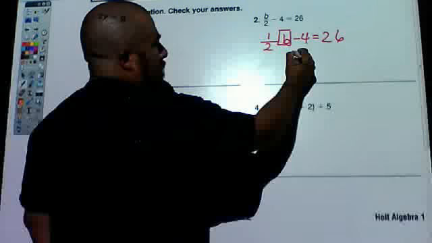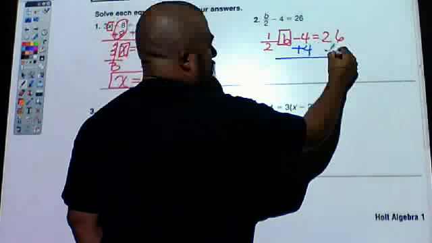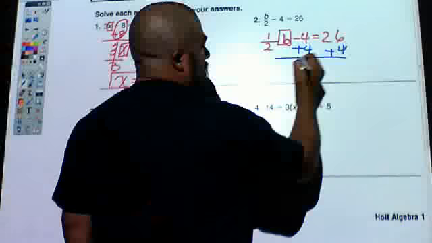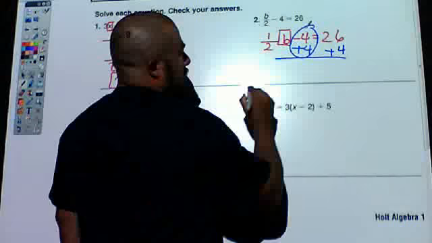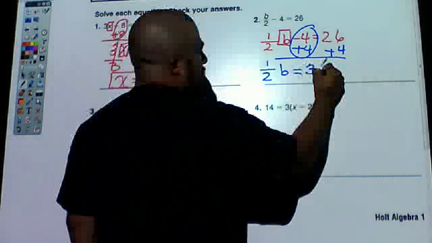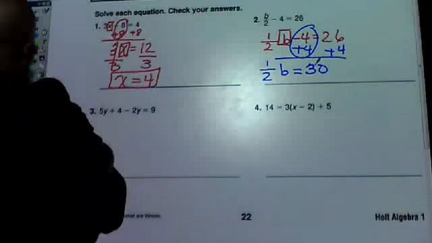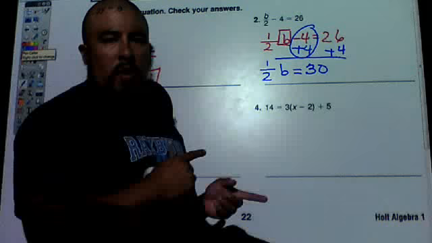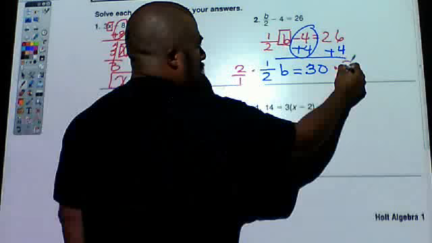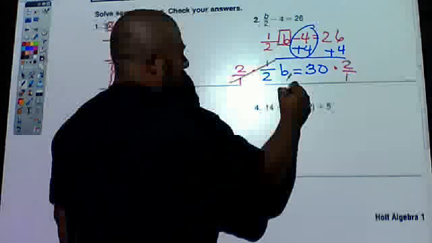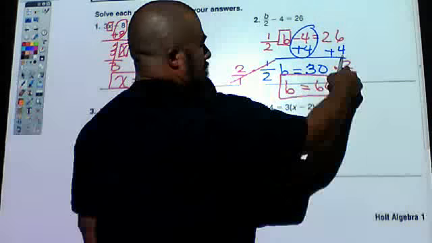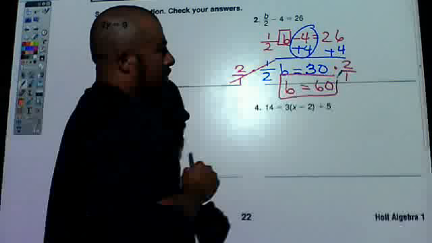I'm going to add 4 to both sides. Should be a 4. I create a zero pair. I have 1/2 b equals 30. And now I multiply by flipping over my fraction. So I multiply by 2 over 1, 2 over 1, b equals 60. 30 times 2 is 60. 60 over 1 gives me 60.